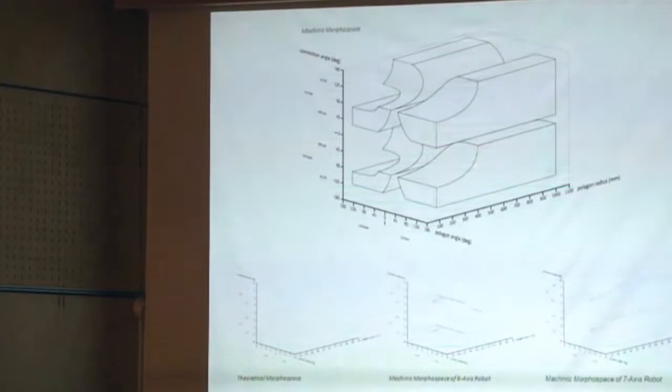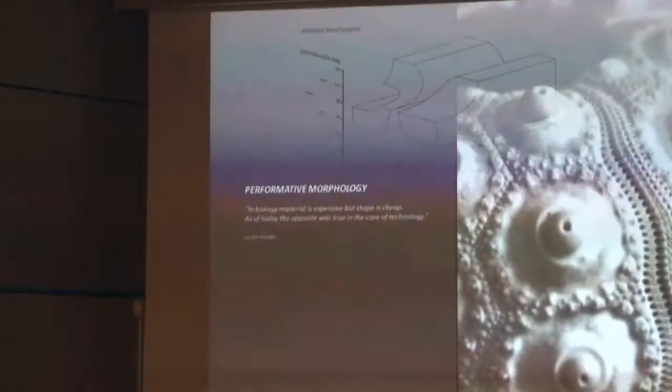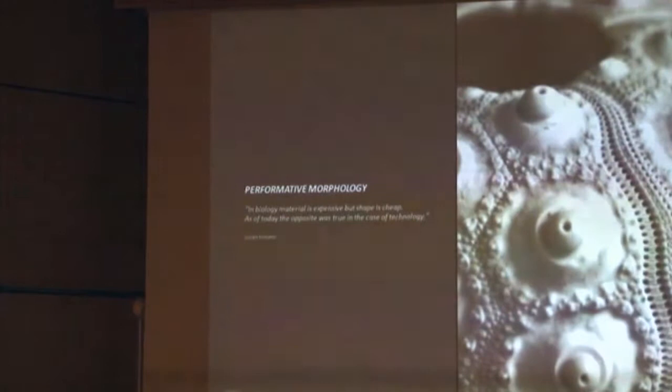In this context, it's interesting to note a quote by biomimetic engineer Julian Vincent, who stated that in biology, material is expensive, but shape is cheap. And as of today, the opposite was true in the case of technology. Obviously, with robotic fabrication, one could say that this is about to change. And thus, we thought that biomimetic design strategies seem particularly promising to explore and uncover the performing regions within this machine morphospace.